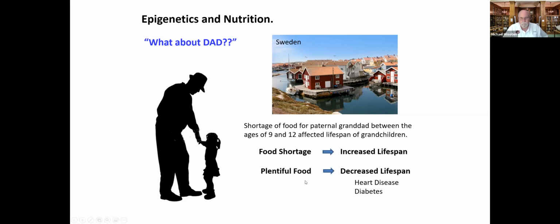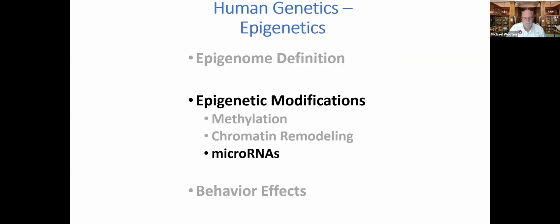Those individuals, when they had plentiful food come back, have a decreased lifespan due to heart disease and diabetes and things like that, which obviously are not just purely epigenetic, but suggest that there are cases where this memory and where nutrition can play an important role. Okay. So the question here is, in these studies, is it really epigenetic? Okay. All right. The last of these that I want to talk about in this lecture are some microRNA modifications.